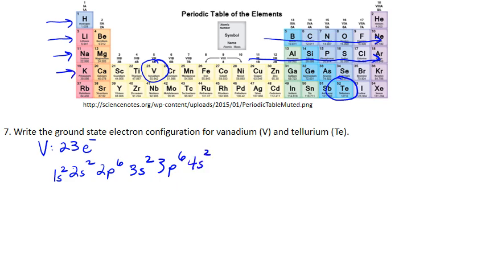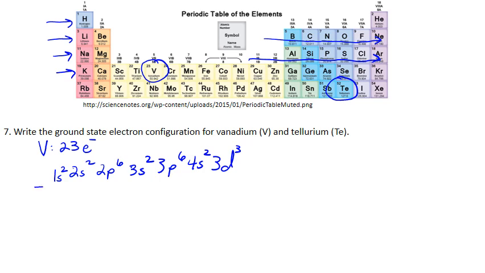So every time I count an element, every time I count a block, I'm counting an electron. And now I'm at the d orbitals. All right, so it'll be d3. Now remember that the n block is one behind, so it's not 4d, it's 3d3.